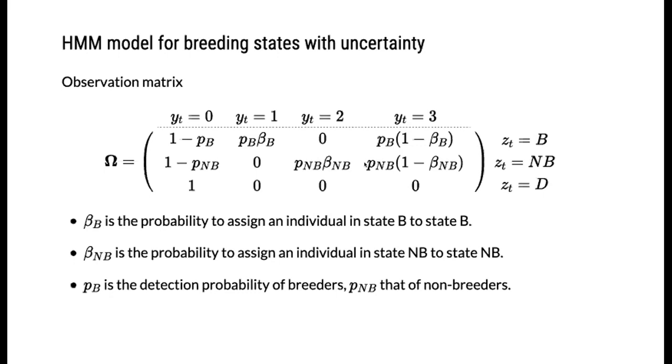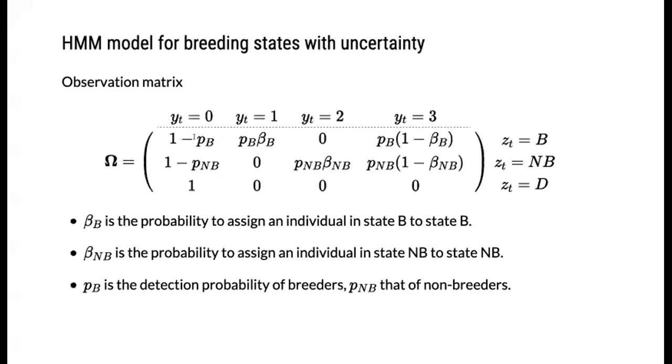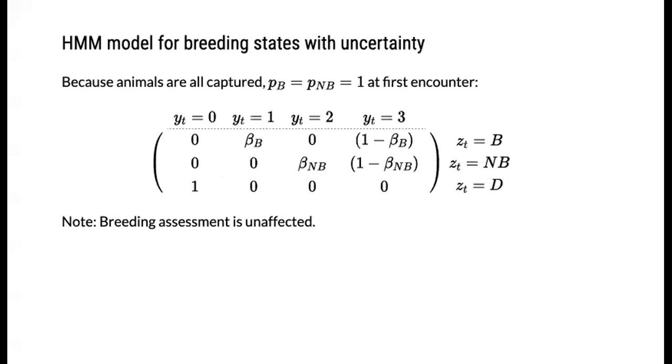There is one extra step: at first encounter, you remember that we condition on the first detection, and at first encounter we don't estimate detection. We just estimate the probability of recapture. So at first encounter the detection is one, for sure, because by definition at first encounter you captured. So we need to make the distinction in the observation matrix between the first capture and the subsequent recaptures. So at first capture, p is equal to 1 everywhere. You just replace p by 1 in this observation matrix and you get your observation matrix at first encounter.